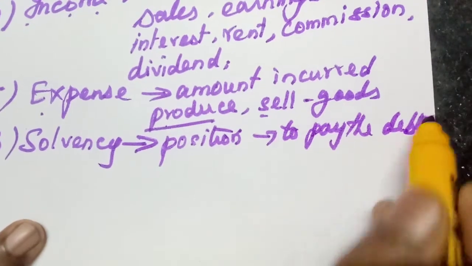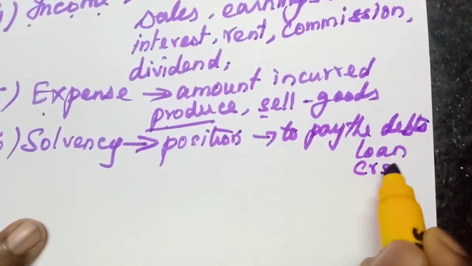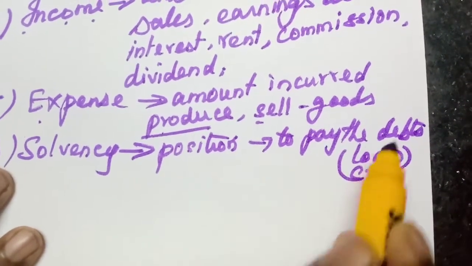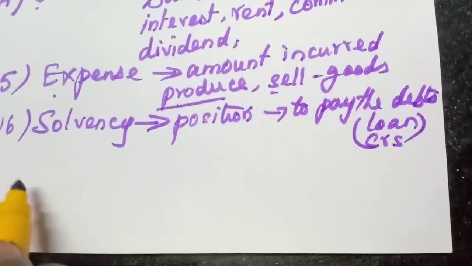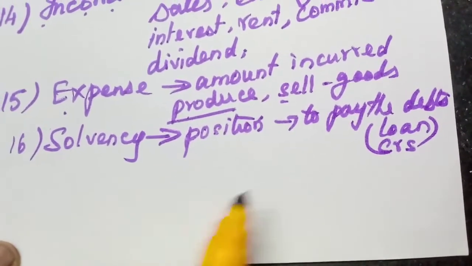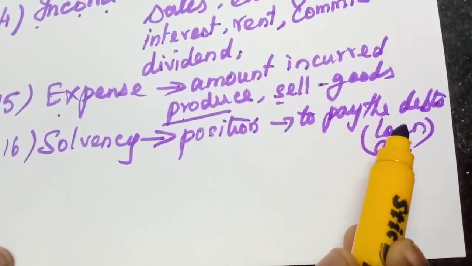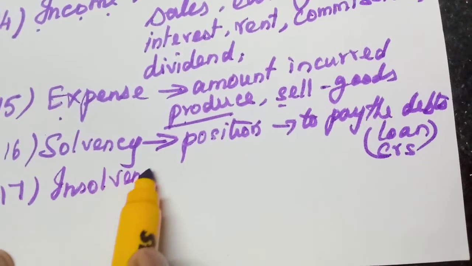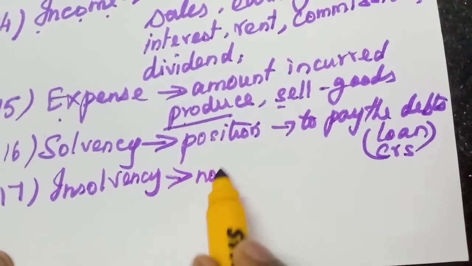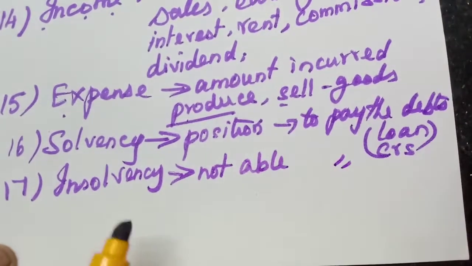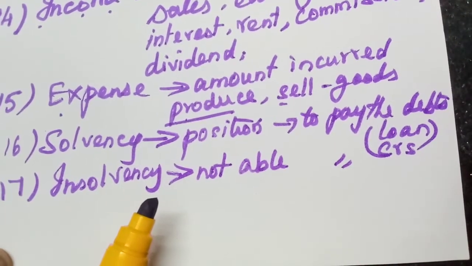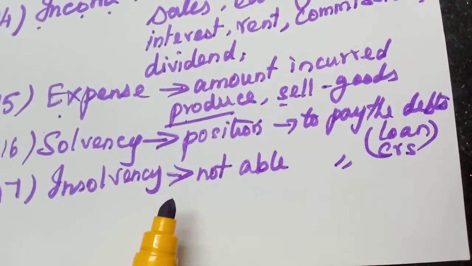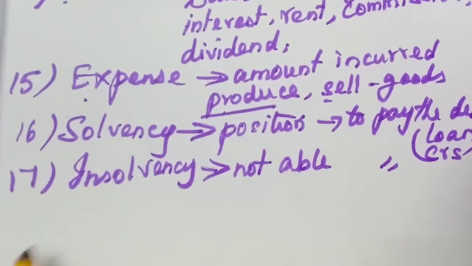Debts means all the loans, we can say, all the sundry creditors. When we purchase on credit, we have to pay them. All these are called the debts. Whether it is capable to pay the debts, that position is called solvency position. Understood? Whether a business or a person is able to pay the debts that he has or that business has, that is called solvency. Then insolvency, the opposite of solvency. If a person or a business is not capable, not able to pay the debts or its obligations, that is called insolvency. That position is called insolvency position.